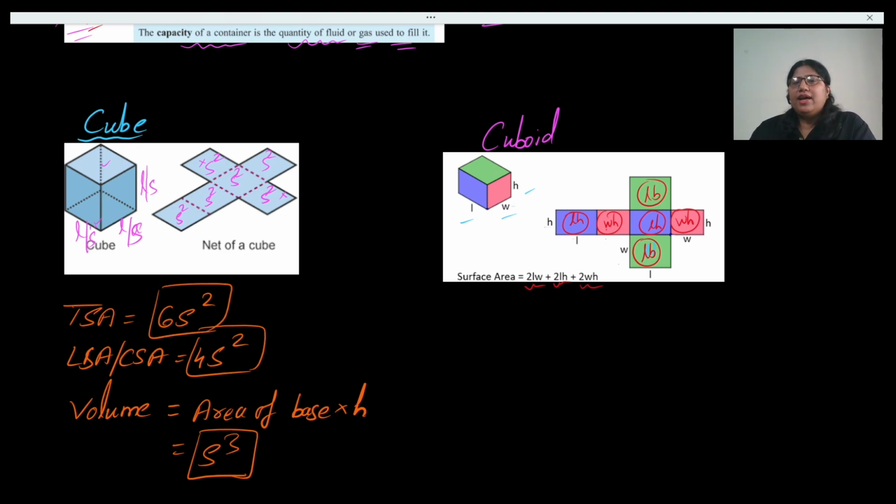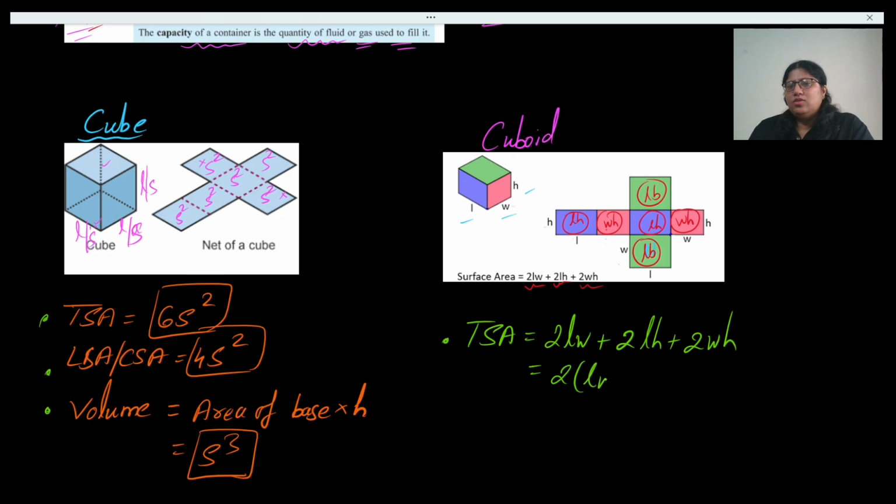Now for the cuboid, what is the total surface area? There are two faces which give 2LB, plus 2LW, you can write breadth or width, anything, plus 2LH and 2WH. Now 2 is common. Here also you are going to learn three formulas: 2 common, length into width, length into height, plus width into height. That's the total surface area.